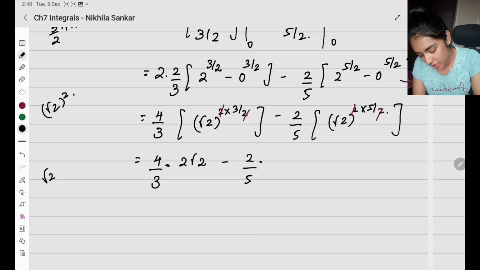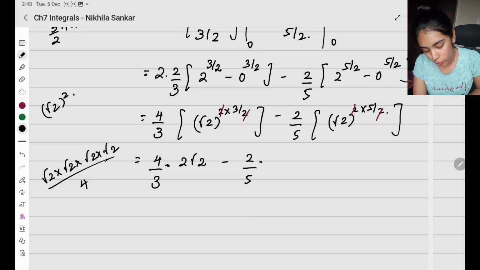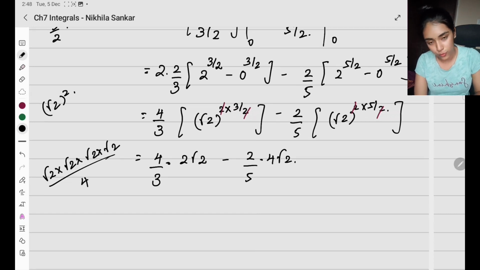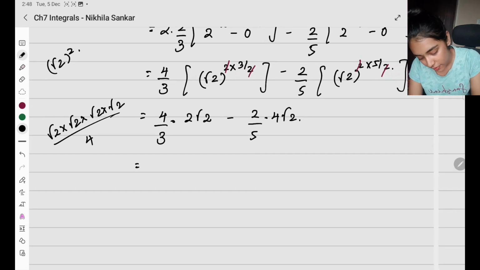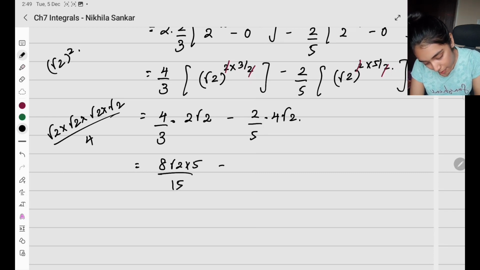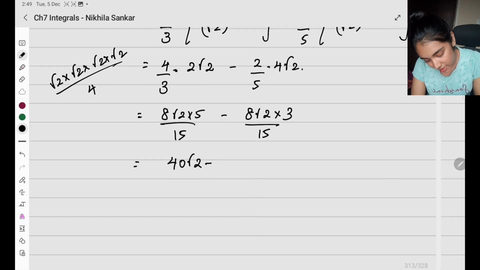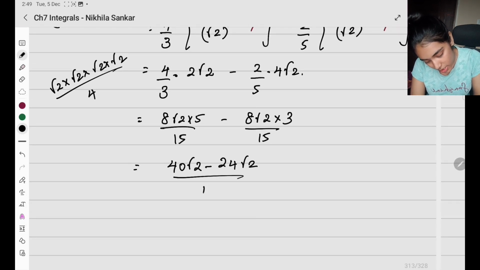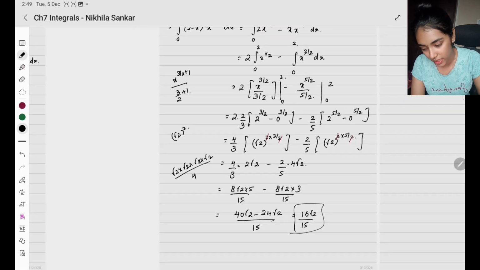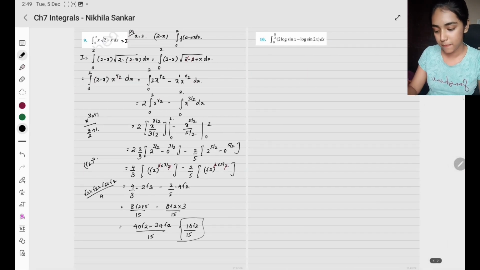Root 2 the whole power 5 means 5 times, which is going to be root 2 into root 2 into root 2 into root 2. This becomes 4. 2 2s are 4. So 4 root 2. When I take the LCM, LCM is going to be 15. So I have 8 root 2 times 5 divided by 15 minus 8 root 2 times 3 divided by 15. So I have 40 root 2 minus 8 3s are 24 root 2 divided by 15. So 40 minus 24 is going to give me 16 root 2 divided by 15. So this is my final answer. Okay, please copy.